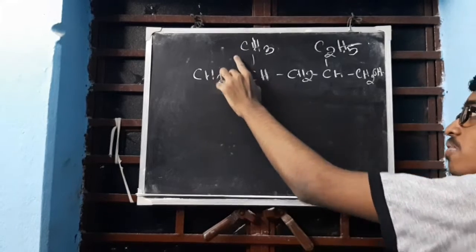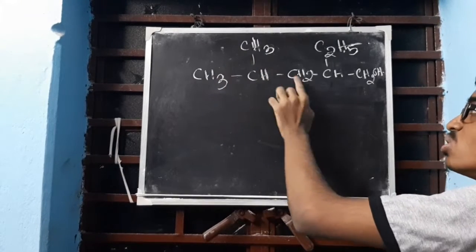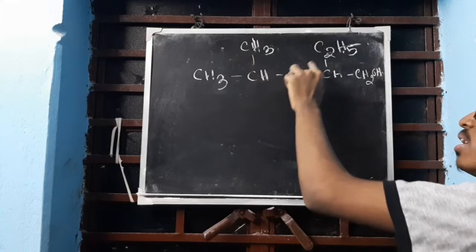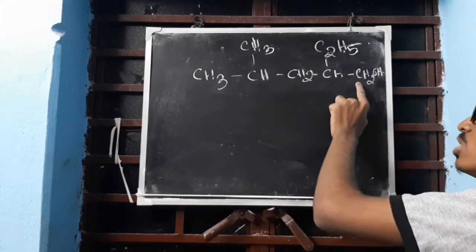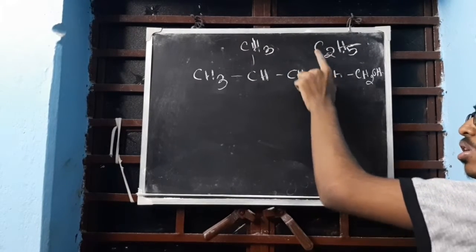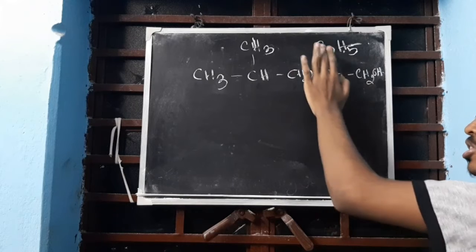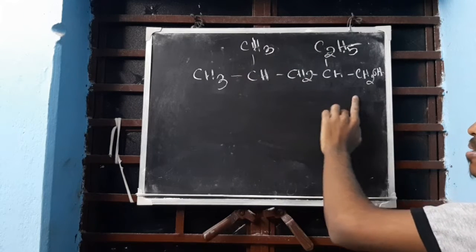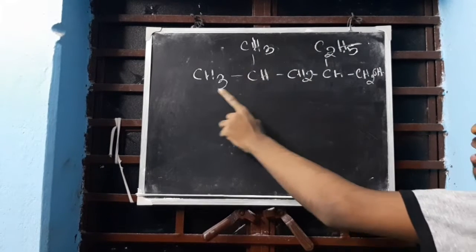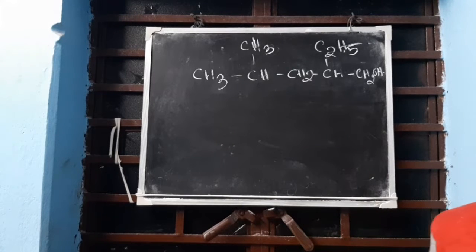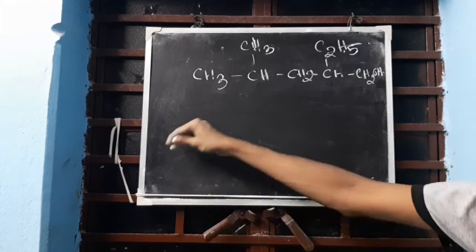Now let's take from this side: 1, 2, 3, 4, 5 carbons. Fine. Let's take from this side: 1, 2, 3, and 1, 2 is already there, so 4 carbons possible. So this is 4 carbons, this is 5 carbons, and this is also 5 carbons. You can see that two carbon chains give you the same answer, so we will be taking either of those.